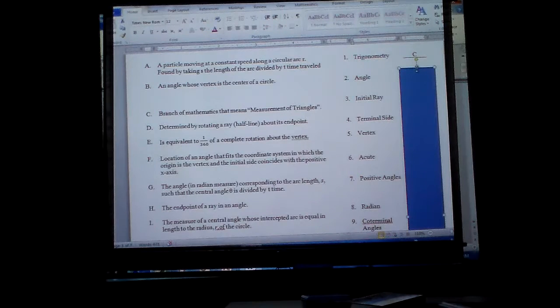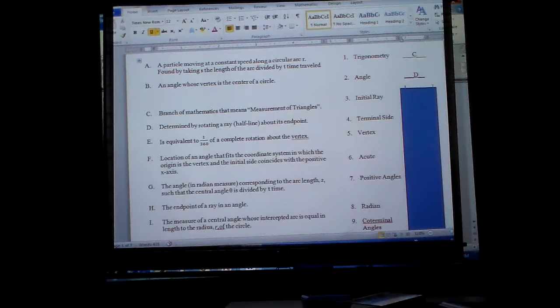So let's look at an angle. An angle is what? It's basically determined by rotating a half ray about its endpoint. Letter D on this particular problem. Let's show that right there. Maybe it shows up a little bit better. Okay. So we have that one's D.